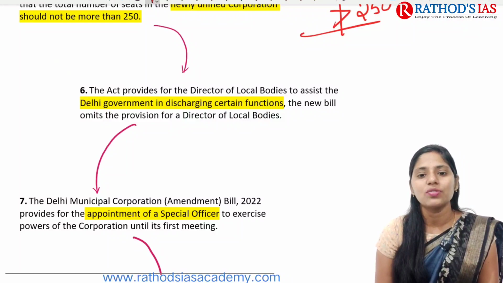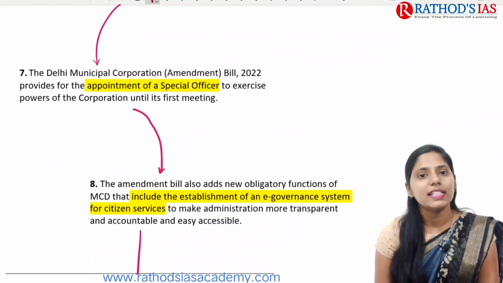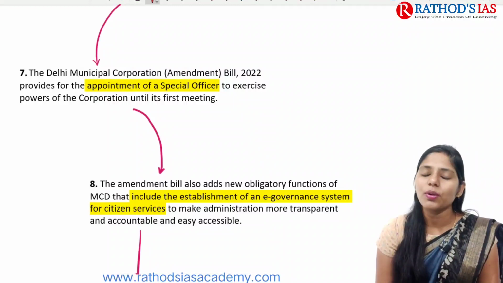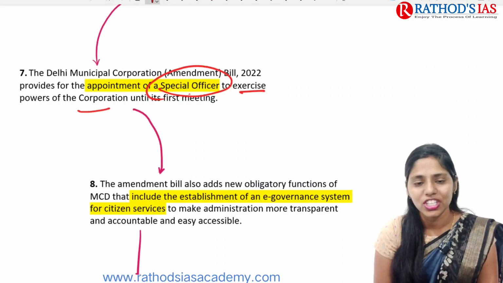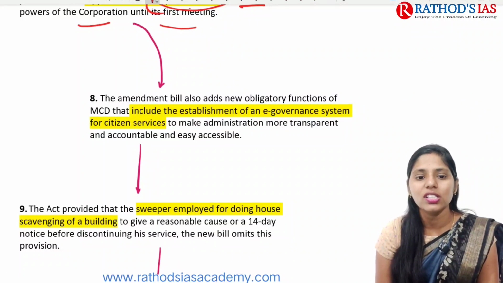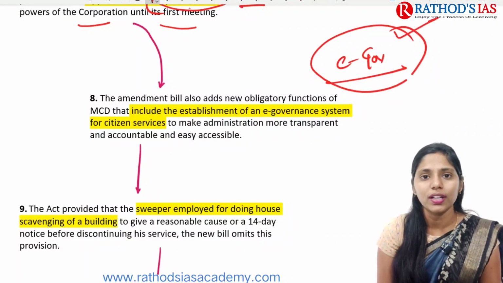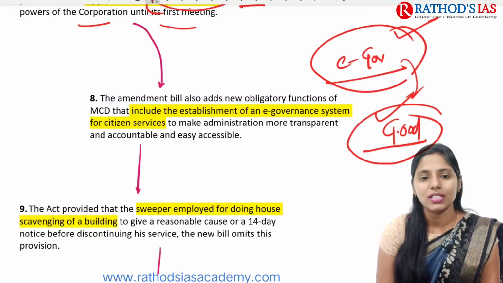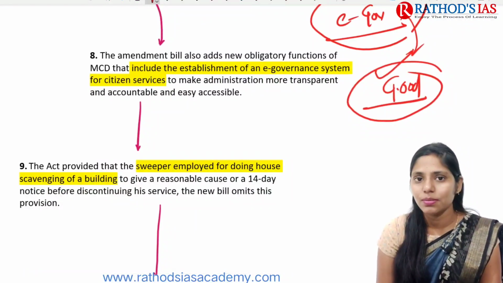And this Act also provides for the director of local bodies to assist the Delhi government in discharging certain functions. The next important provision, in the Delhi Municipal Corporation Amendment Bill 2022, provides for the appointment of a special officer, who is going to exercise the power of the corporation until its first meeting. Later, the amendment also adds new obligatory functions for the MCD, including e-governance now. E-governance is one of the important things we can use to achieve good governance, right? It also focuses on an e-governance system for citizen services that will help provide more transparent, more accountable and easily accessible information.